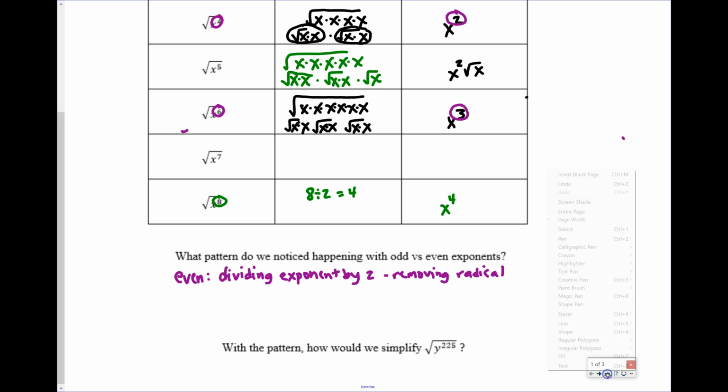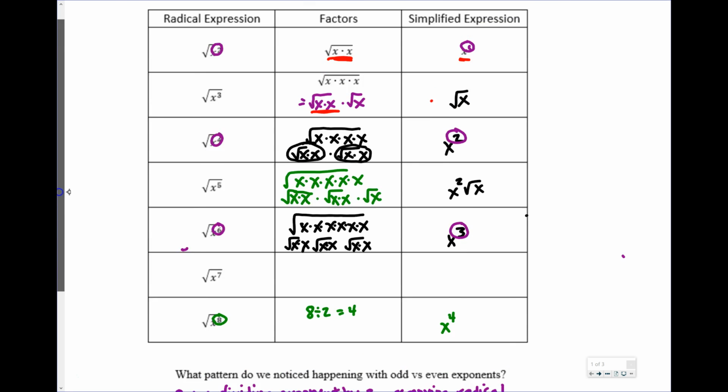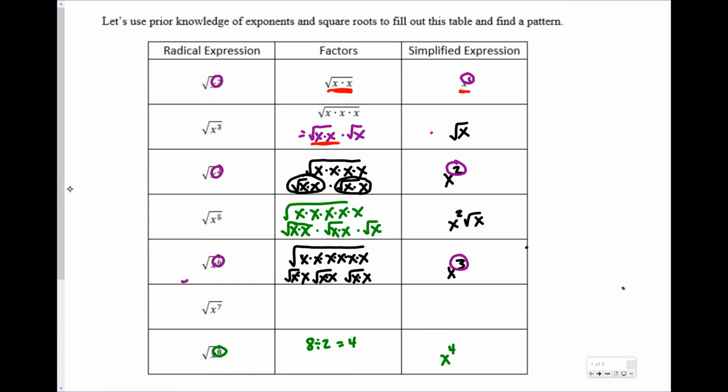Now, odd exponents are a little bit different, and if we look at our table, you can see why. If you look at the table, my odd exponent, I had this square root of x cubed, and then I ended up getting this square root of x. Square root of x to the 5th, and then I get x squared square root of x. X to the 7th, well, what would come next? Well, it seems to me that I always have this guy hanging out, okay?